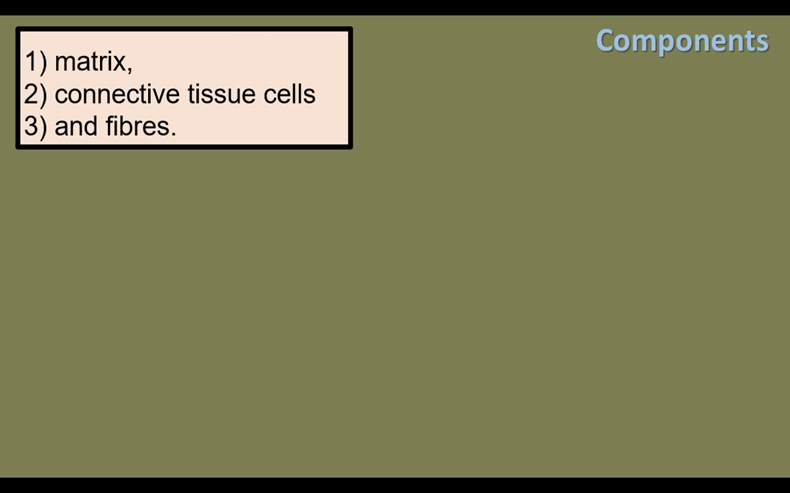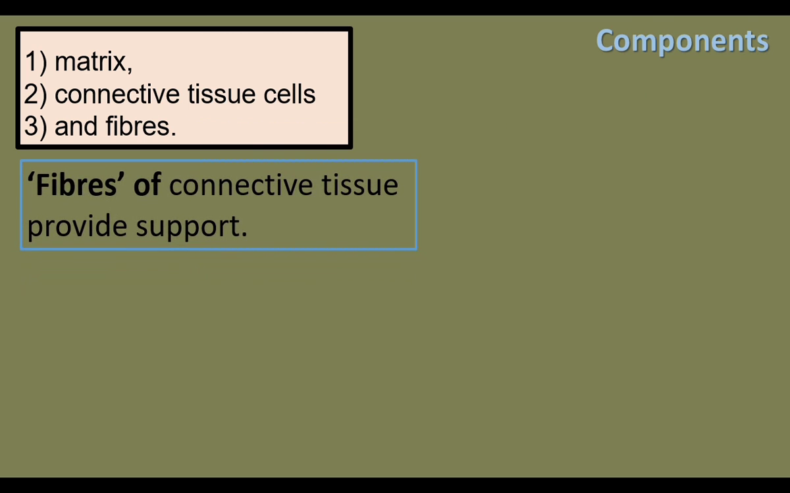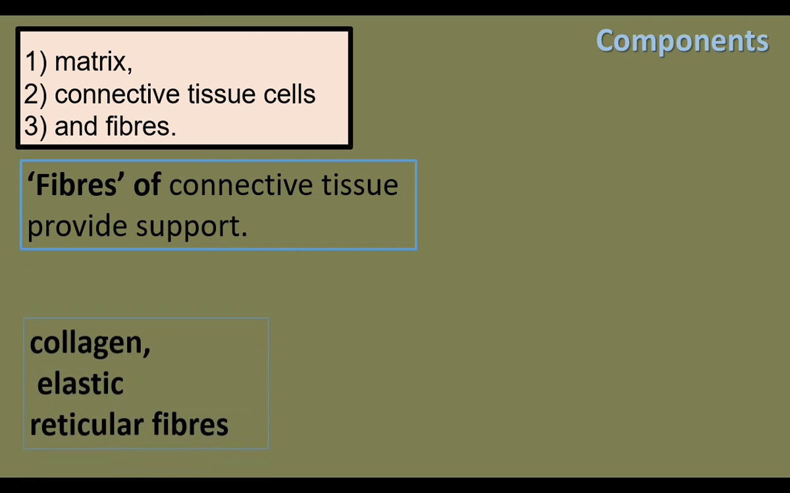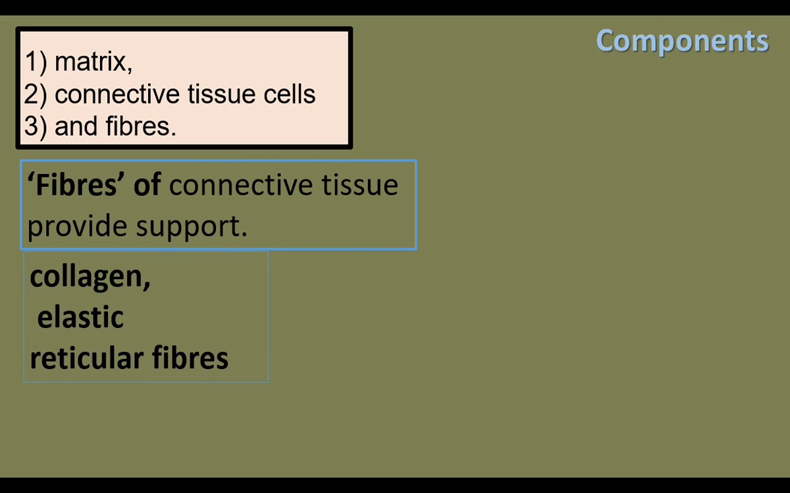In some connective tissues, fibers are also present. There are three kinds of fibers. The fibers of the connective tissue provide support. Collagen fibers, elastic fibers, and reticular fibers are the common fibers of connective tissues. These are protein fibers.